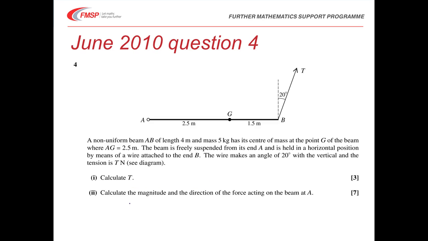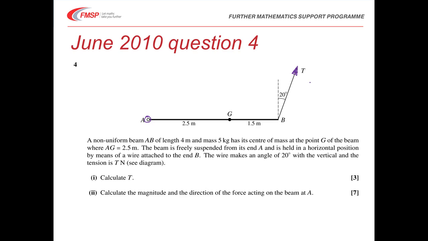So let's look at a couple of questions together, and here's the first one. A non-uniform beam AB of length 4 metres and mass 5 kilograms has its centre of mass at the point shown. We can see that's off centre because it's a non-uniform beam. The beam is freely suspended from a hinge here at A. I'm not really sure about the forces acting through there, but they're holding it at one end, and then there's a wire at the other end, so there's a tension force in this wire, and that's keeping the beam horizontal. It's holding the end B up.